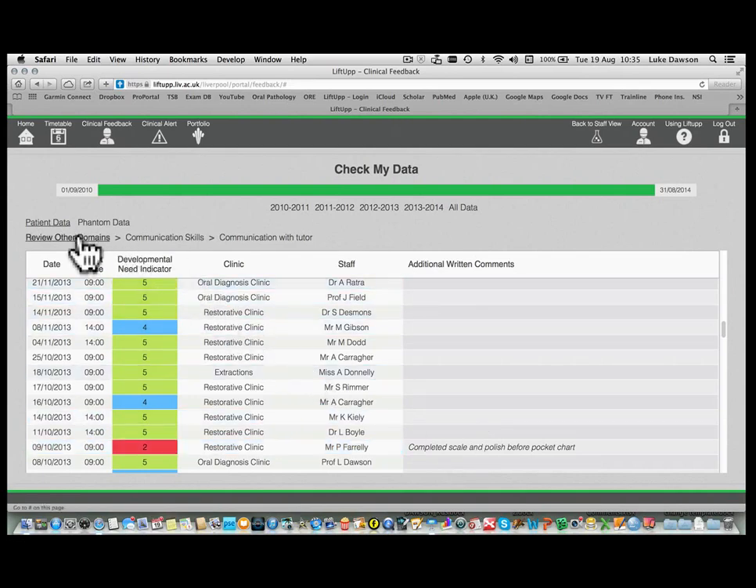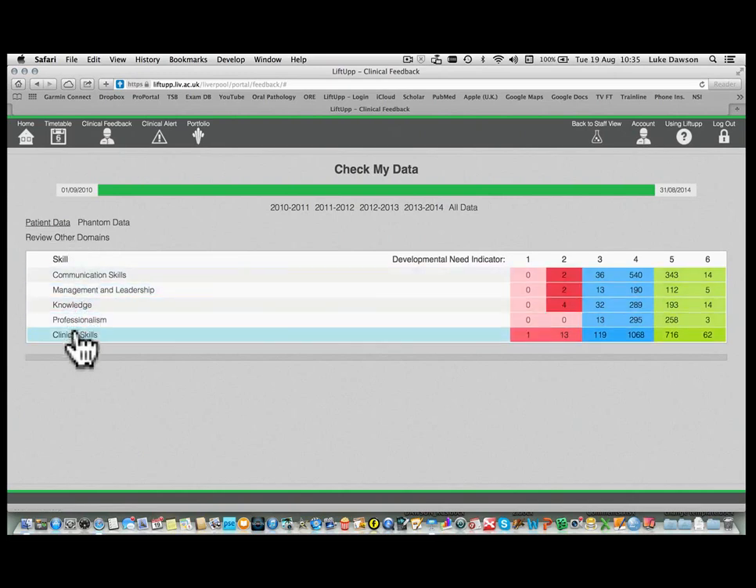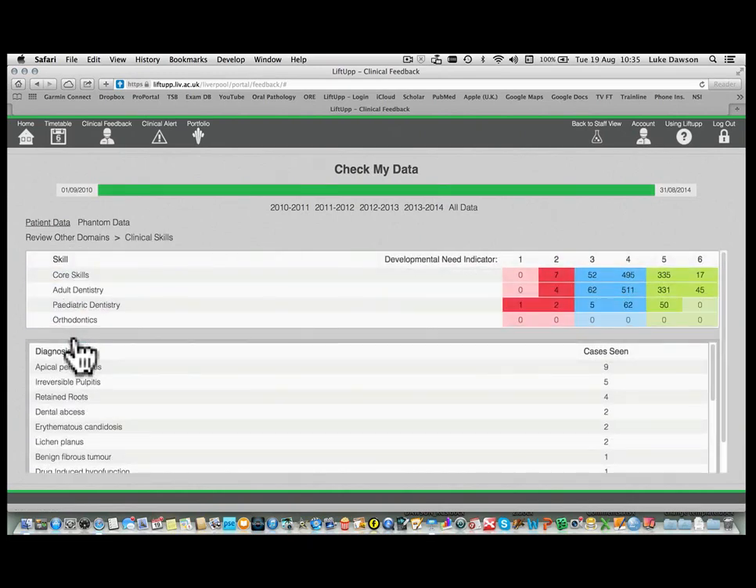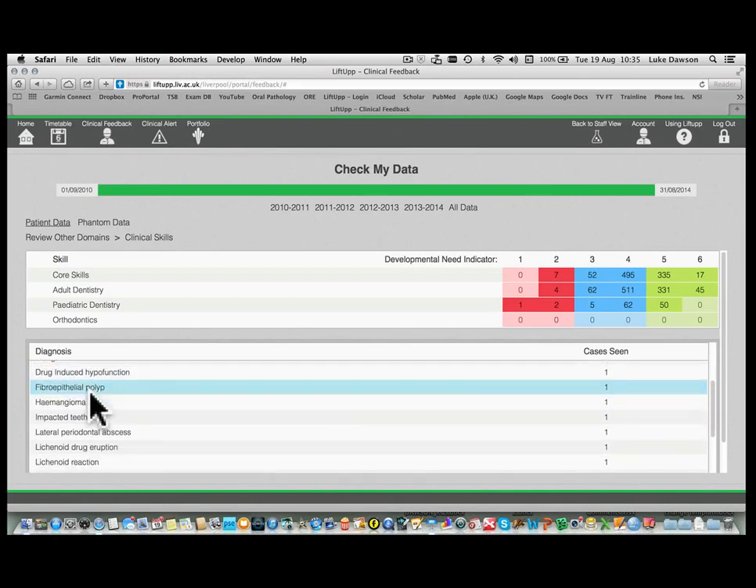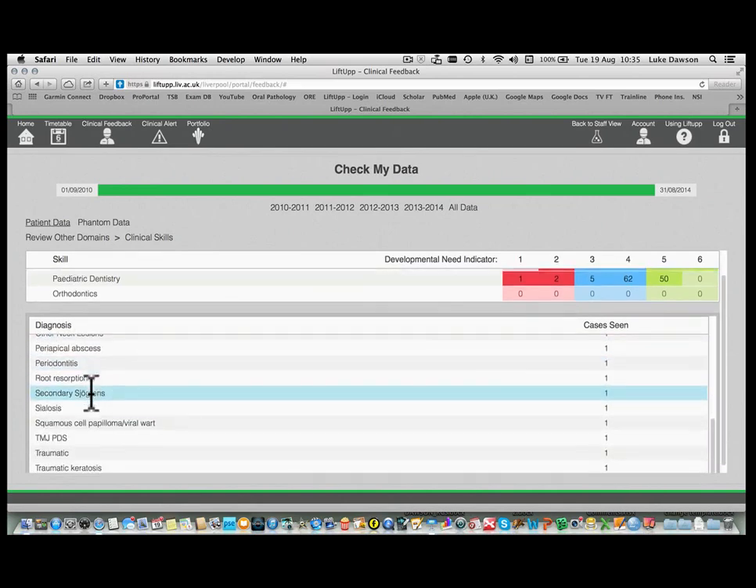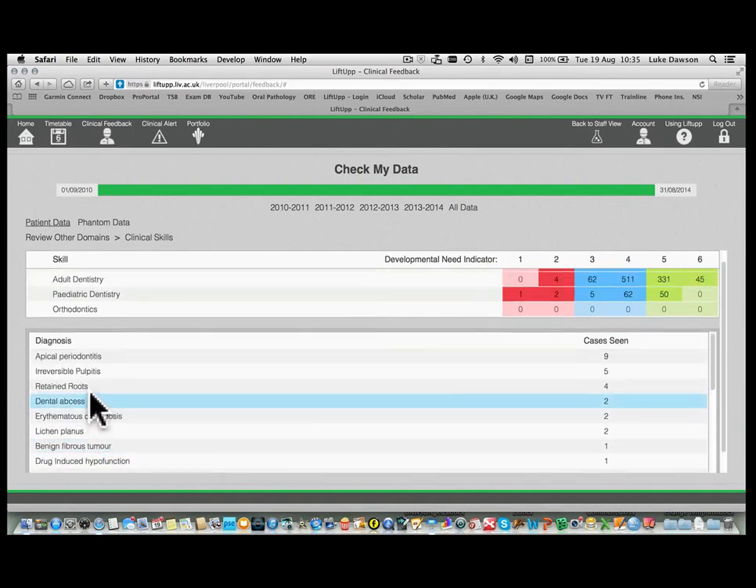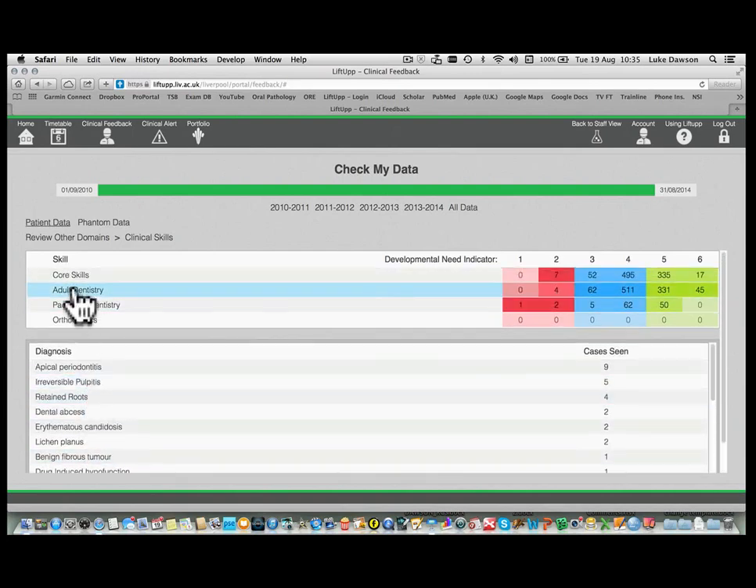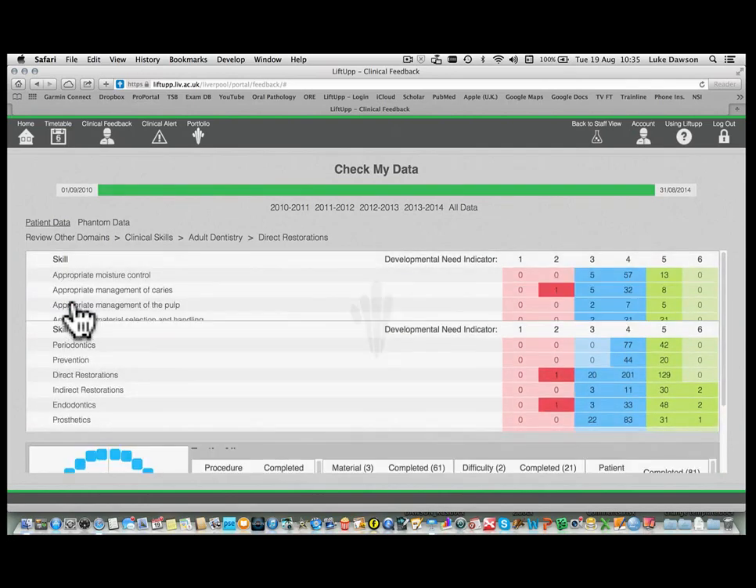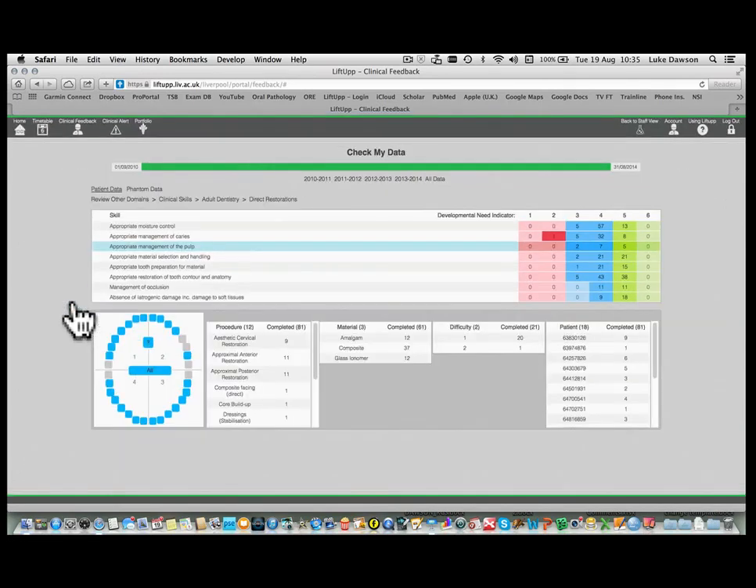You can navigate back to other domains. So let's have a look in clinical skills. Down here are the various diagnoses that the students made on clinics where the diagnosis engine has been switched on for them. But let's have a look in adult dentistry, and at direct restorations. I'm just going to zoom out a little bit. So what you have here is how Liftupp classically handles data. It splits it into skills up here and experience down here. So let's have a look at the experience.